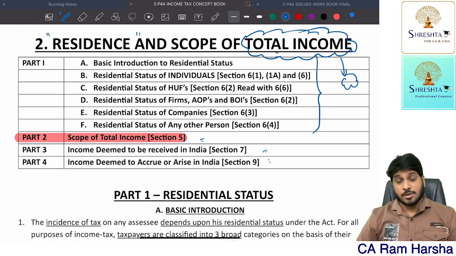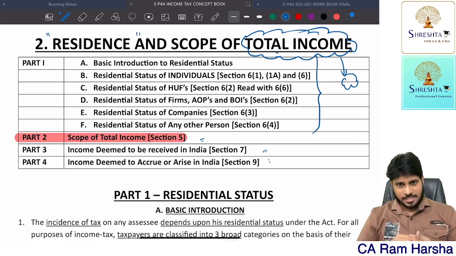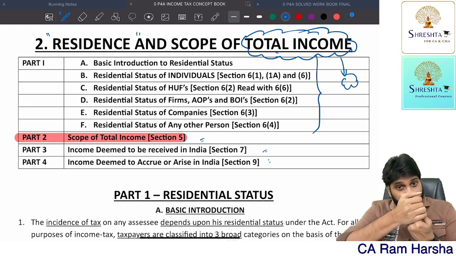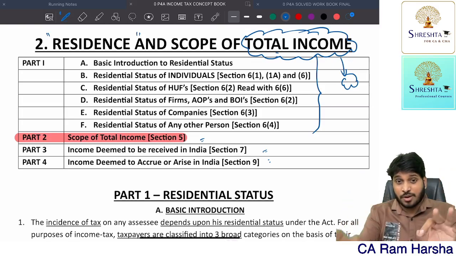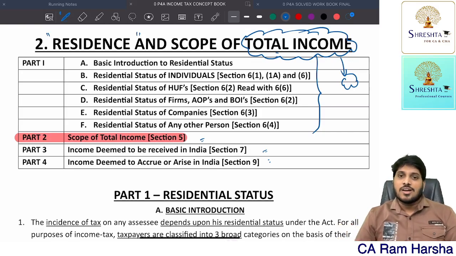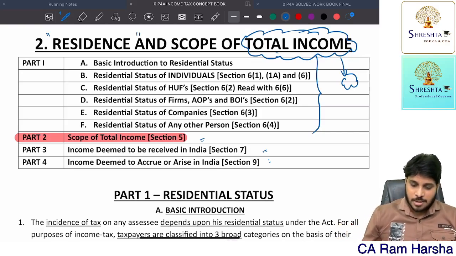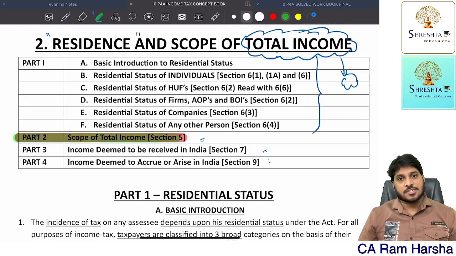Resident but not ordinarily resident: source should be in India, taxable. Receipt should be in India, taxable. Both are outside, only one income, even though source and receipt both are outside: business and profession set up or controlled from India is taxable. That's it. There ends section 5. So with this, part 2 of section 5 is completed. This entire section is completed.